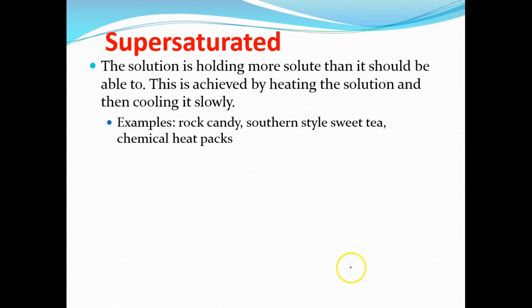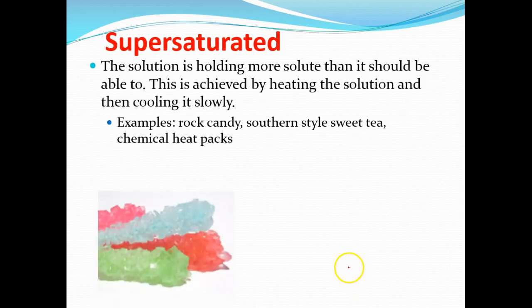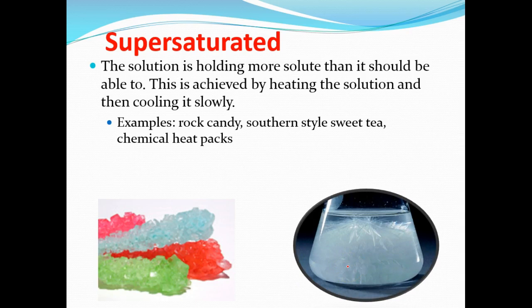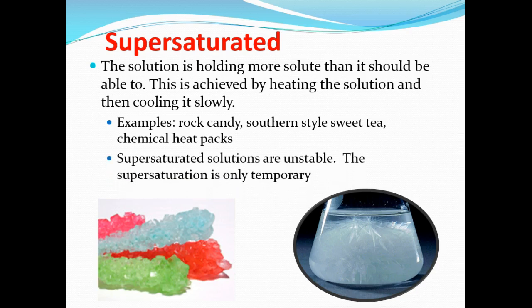Okay, so supersaturated solutions. This is just an example. You don't have to write this down. But a supersaturated solution is holding more than it can hold. And we do this by heating it up and adding as much solute as we possibly can. And then we cool it down slowly. And when we do that, crystals start to fall out of solution. An example of this is rock candy. Okay. You can also make borax crystals for Christmas, and I'll talk about that if you want to know what that means. Okay, so they are very unstable and it's only temporary. They can't stay in there forever.